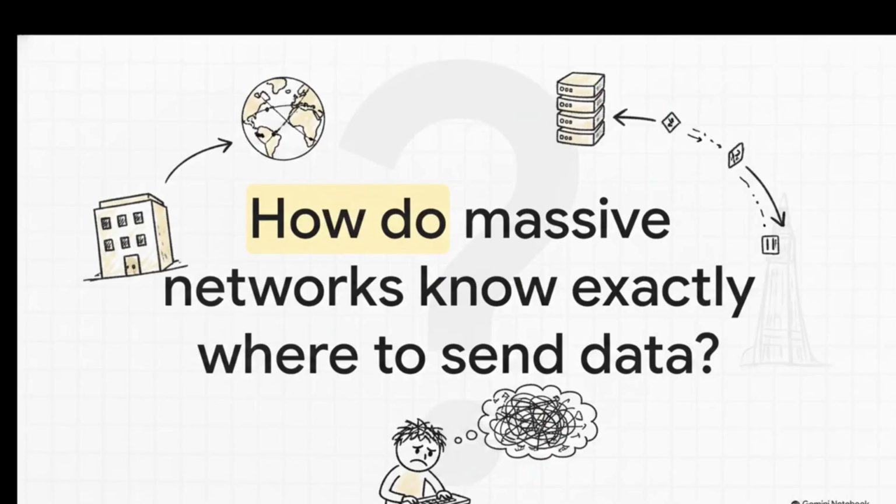So, here's the big question. How do massive networks know exactly where to send your data? I mean, manually managing thousands of routes is, well, it's a total nightmare, right? Imagine having to sit there and type out every single turn a piece of data needs to take to get from a branch office in Mumbai to a server in London. Yeah, no thanks. It's just not sustainable.